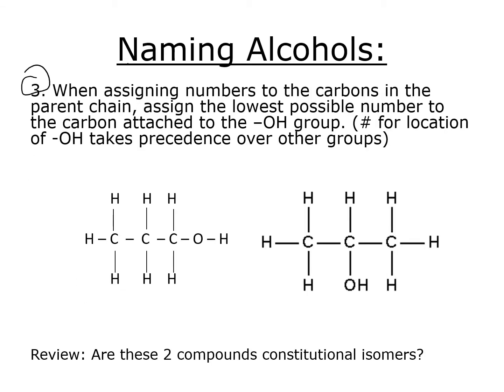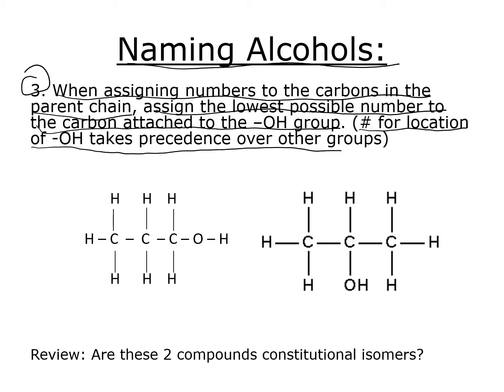Our third rule for naming alcohols is when assigning numbers to the carbons in the parent chain, assign the lowest possible number to the carbon attached to the hydroxyl group. The number for location of the hydroxyl groups takes precedence over other groups. The one on the left, we have 3 carbons attached to a hydroxyl. So 3 carbons, if it was an alkane, would be propane. So we write propane, but we drop the E and add OL. So that is propanol.